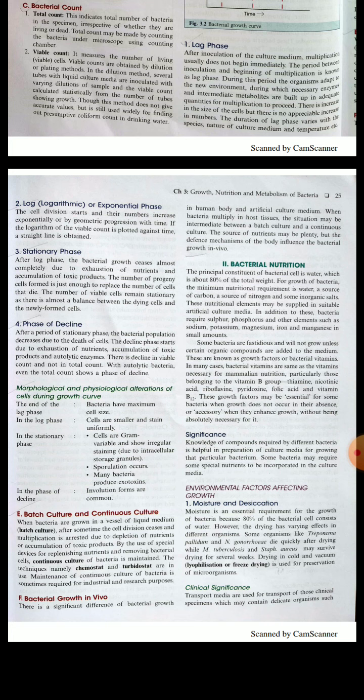Next we have stationary phase. After the log phase, the bacterial growth ceases almost completely due to exhaustion of nutrients and accumulation of toxic products. The number of the progeny cells formed is just enough to replace the number of cells that die. The number of the viable cells remains stationary as there is almost a balance between dying cells and newly formed cells.